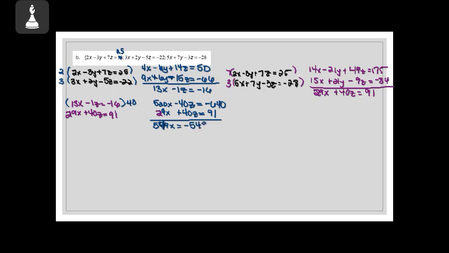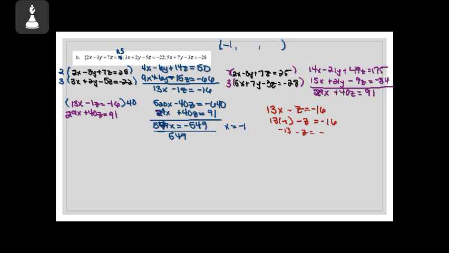I need to find y and z. Well, I can find z using this first equation. 13x minus z equals negative 16. So 13 times negative 1 minus z equals negative 16. Negative 13 minus z equals negative 16. I'm going to add 13. Negative z equals negative 3. So if I divide by negative 1, z is positive 3.